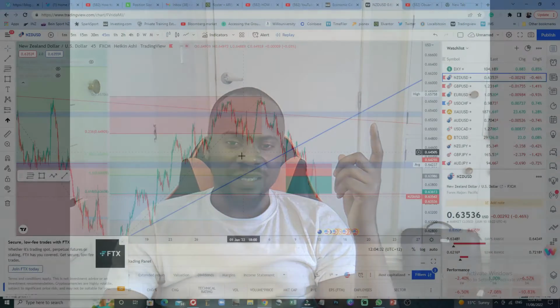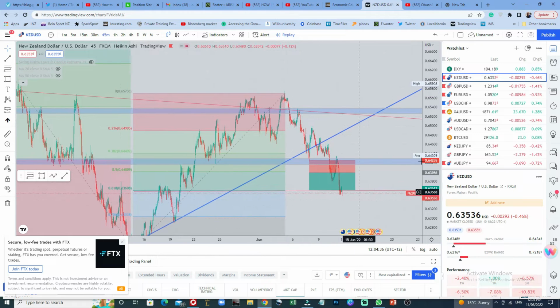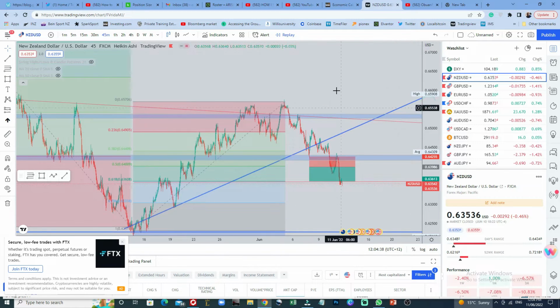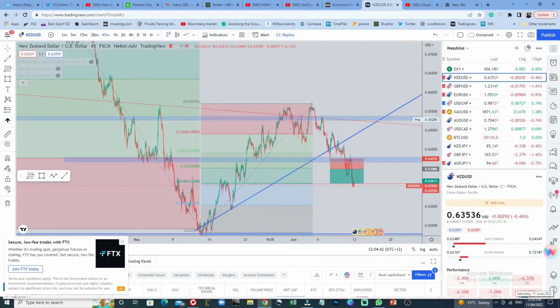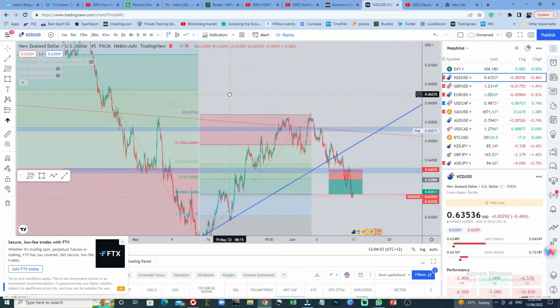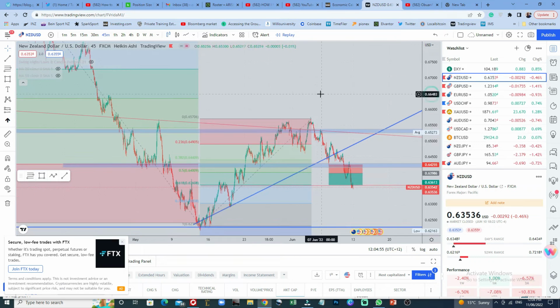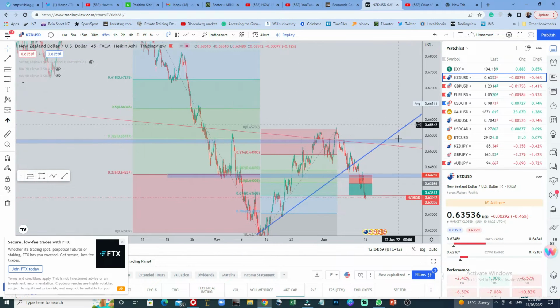Back to my chart. This is NZD USD, which I took yesterday. Today is Saturday, the 11th of June 2022, and this is New Zealand time. So I've got NZD USD. I entered yesterday, and the trade went very well.